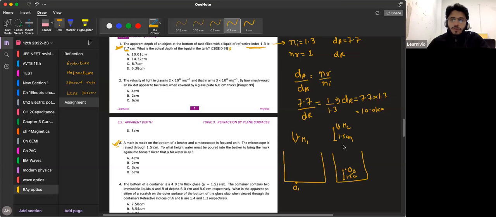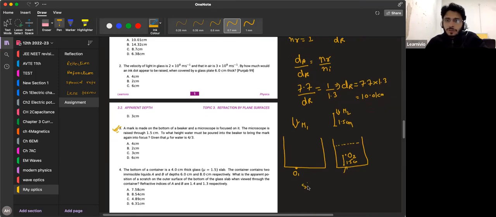So shifting the microscope, and for this he is adding some water into it. Shifting the microscope by 1.5 centimeter means he's indirectly saying that on adding water into the beaker, the position of the coin or the dot will shift by 1.5 centimeter. So he's indirectly telling you that the shift is 1.5 centimeter. Is it clear?